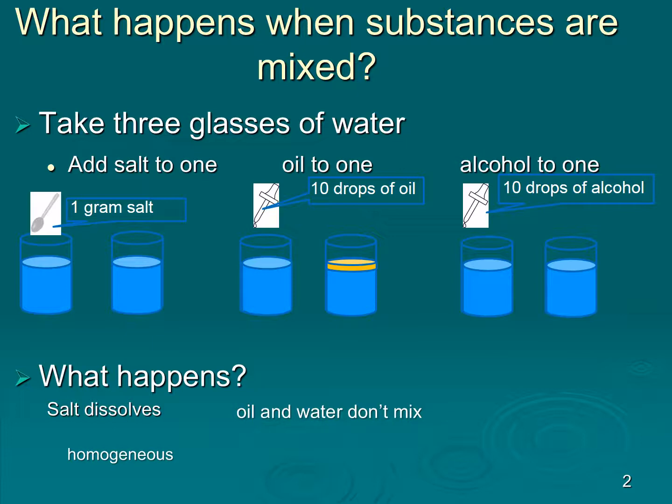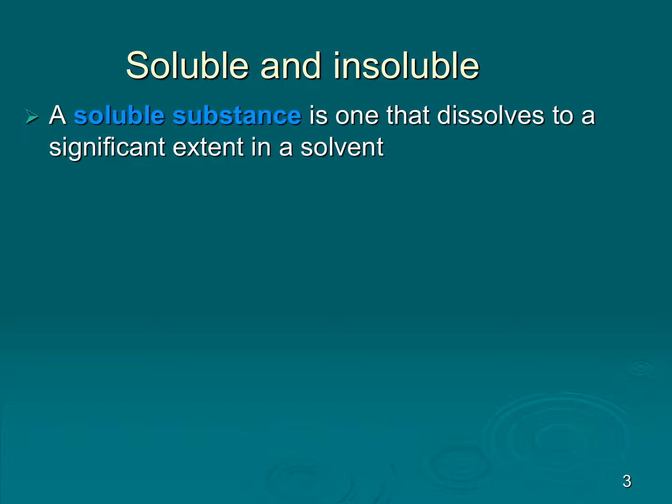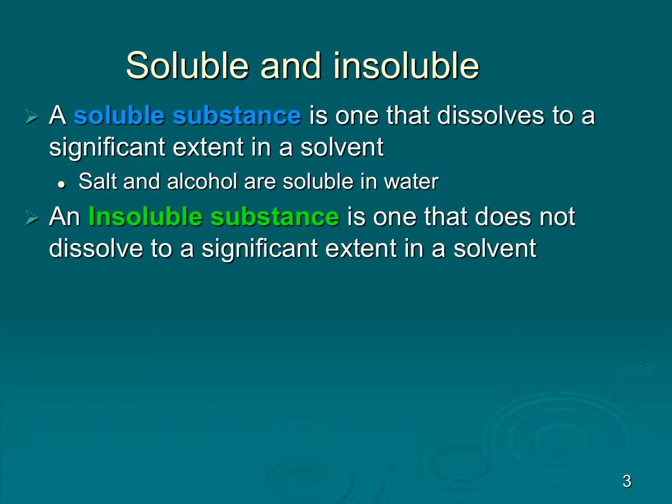Oil and water will not mix, so you can see that you'll have a layer of oil forming on top of the water. We would call that non-homogeneous. And then alcohol will dissolve also, and so again that would be homogeneous. Okay, so a soluble substance is one that will dissolve to a significant extent in a solvent. It will be homogeneous. So both salt and alcohol are soluble in water. An insoluble substance then is one that does not dissolve to a significant extent in a solvent. Oil is insoluble in water.